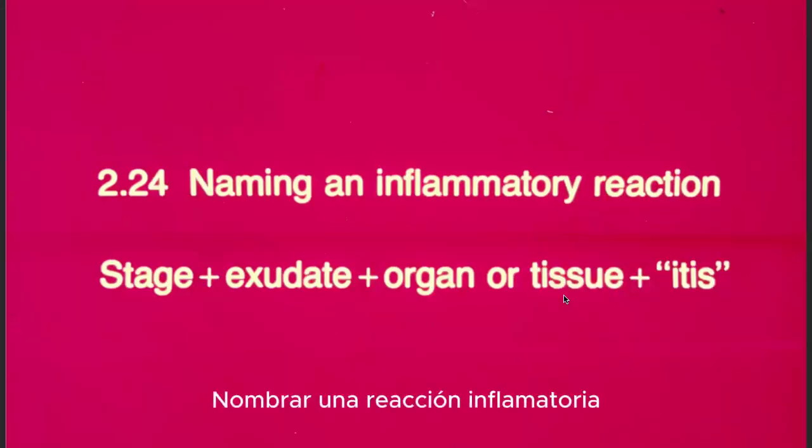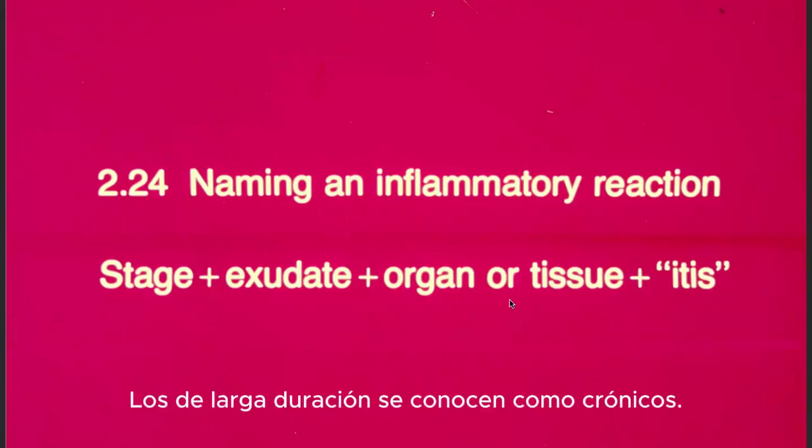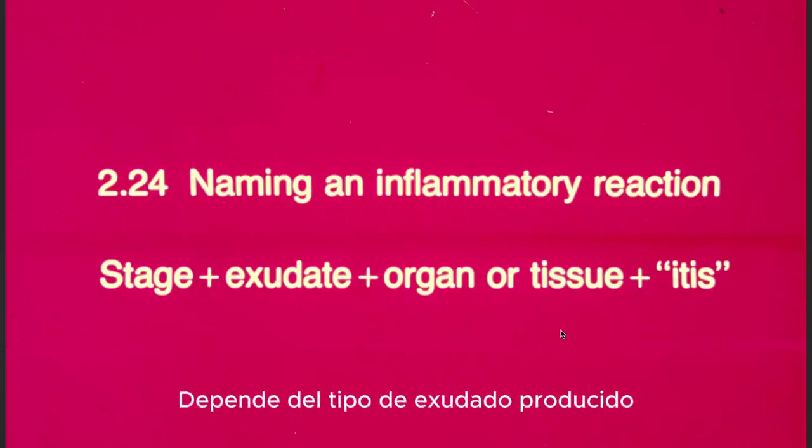Naming an inflammatory reaction is done in a series of names joined together. First, it must be determined on the duration of the inflammatory reaction, and those of short duration are known as acute, those of long duration are known as chronic, and those of the in-between stage are called subacute. The second part of the name depends upon the type of exudate produced in the inflammatory reaction.